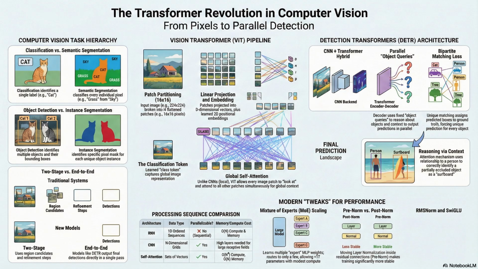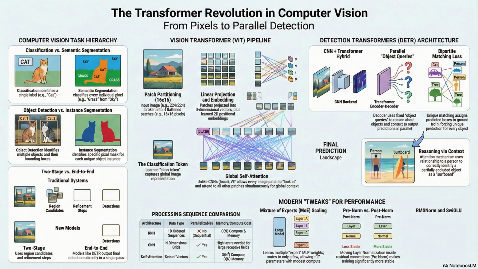But running 1 trillion calculations for every single input is impossibly expensive. Right, you'd burn through a data center in a minute. So, Mixture of Experts says, let's break the brain into different specialized subnetworks, or experts. For any given input, a router decides which 2 or 3 experts are needed for the job.